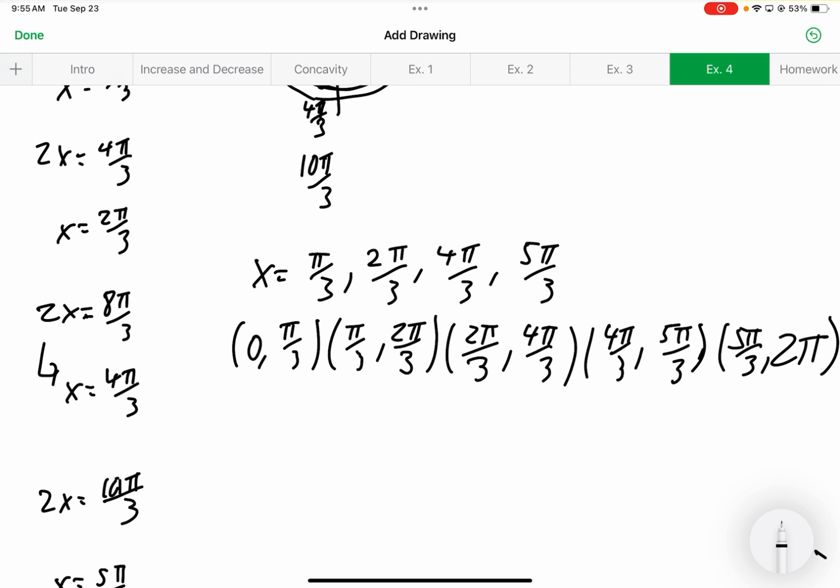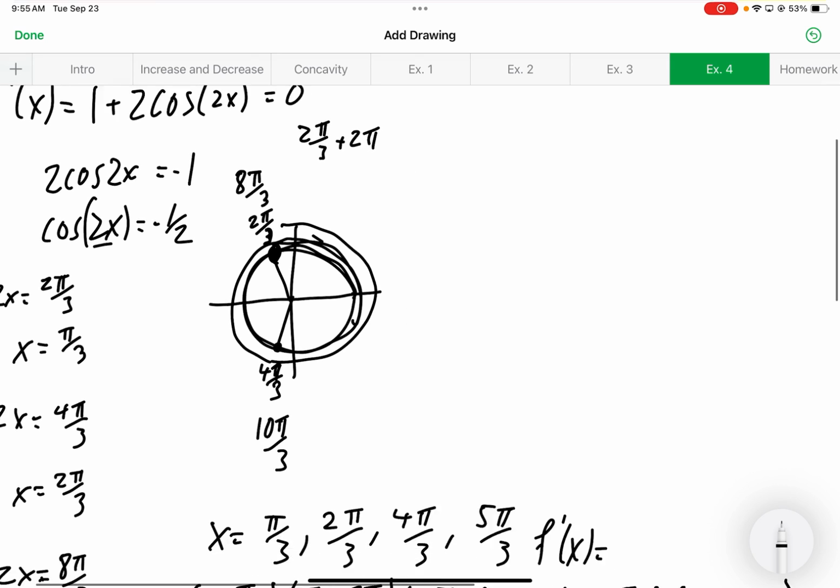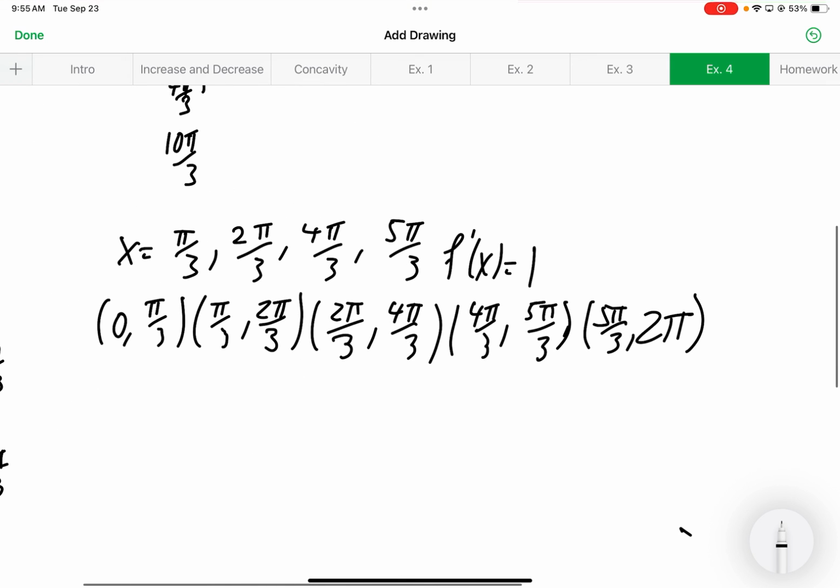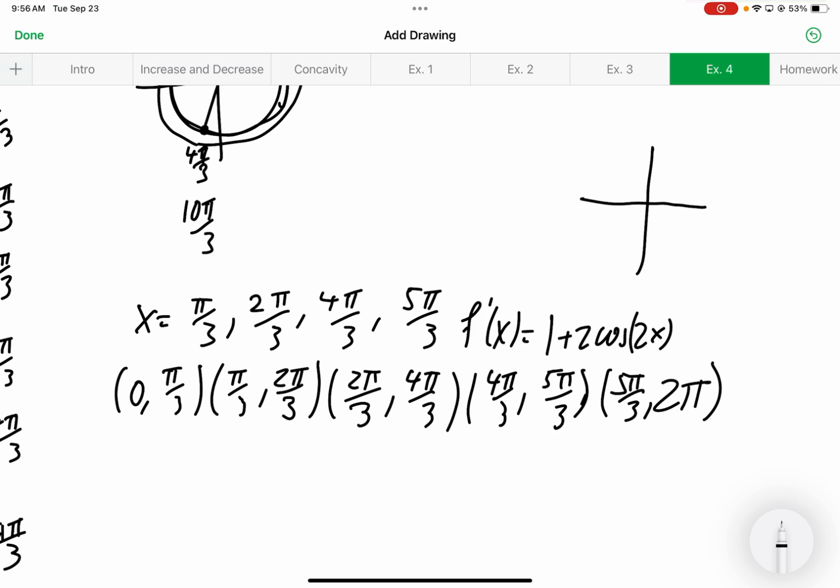Now we have to test all of those intervals. That's a lot, but we can do it. So again, my first derivative is, what was it? 1 plus 2 cosine 2x. Okay, I'm going to rewrite that here. And now I've got to think about values to plug in. So I need a radian between 0 and pi over 3. I'm going to resketch a little unit circle right here to help us out. So something between 0 and pi over 3. What do you want to plug in?